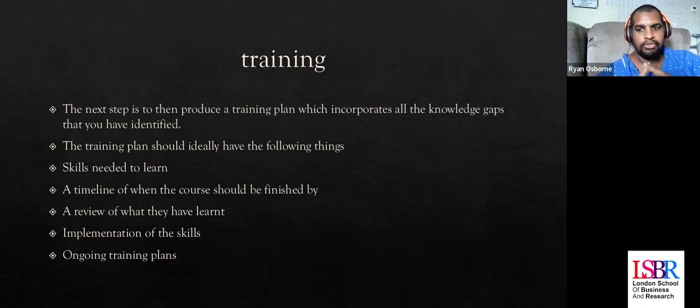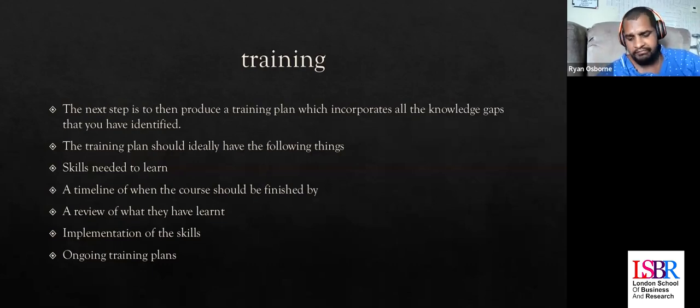So number one, it should have all the skills that you need to learn. So it could be communication skills. It could be your time management skills. It could be your writing skills. It could be your reporting skills. It could be your skill to work under pressure. It could be, you've got a good eye for detail, etcetera, etcetera.